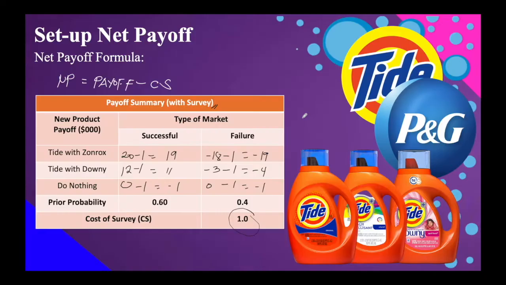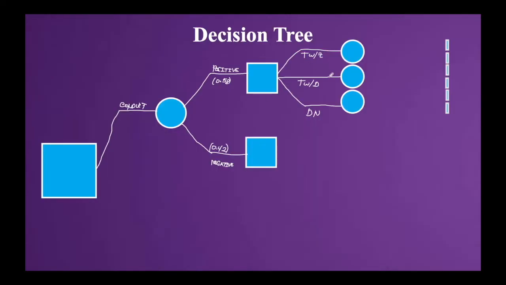Dahil sa sabi natin, di ba? Itong products na to, ang Tide with Zonrox can still be successful sa market or failure. Meaning to say, yung mga nodes na to may kadugtong pa. That's why we have here the next na branch. And terminal na yan. Ayan na yung last natin. Terminal na. Okay. So, connect lang.